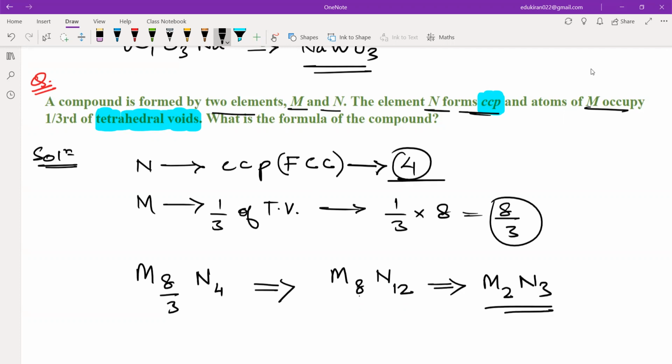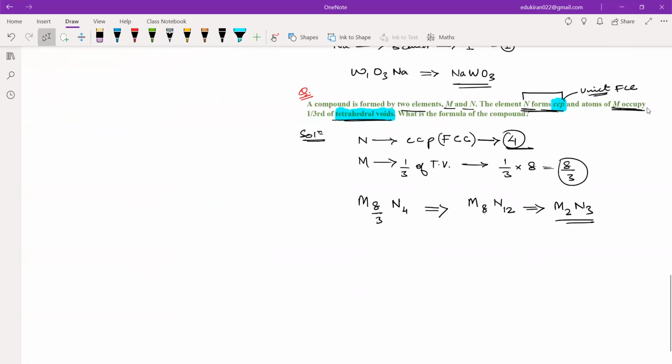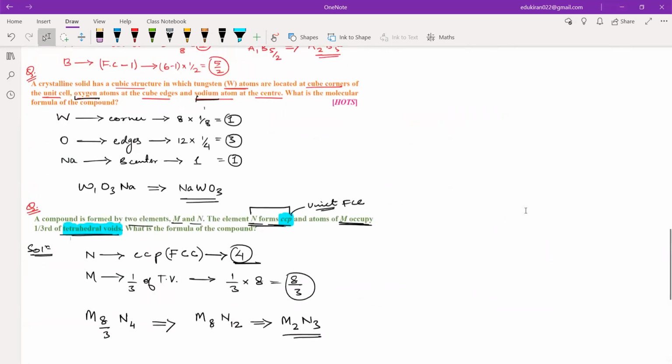You have to first of all write the Z for whatever is forming the packing. If N is forming the packing, then you will write the Z for that. Identify the unit cell first. So for CCP, the unit cell is FCC. And then you will write how many tetrahedral voids are there and how many of the tetrahedral or octahedral voids are occupied. Please write this down. Let me know if you're done by raising your hand. And I think you must not have written the previous question, so usko bhi likh lijiye.